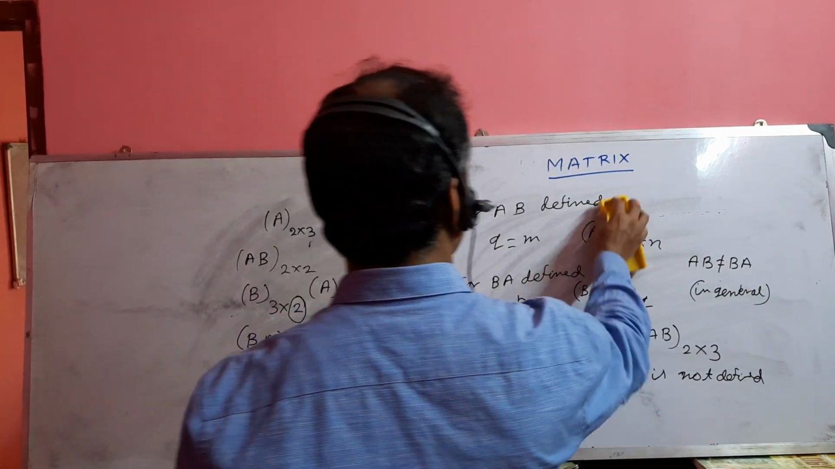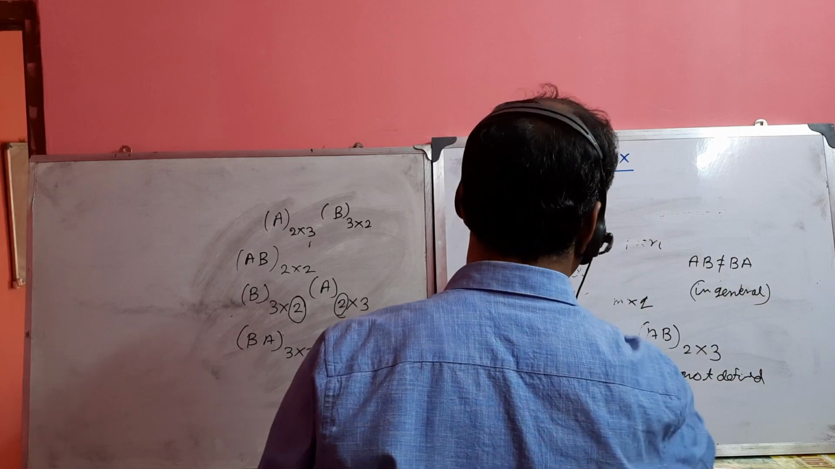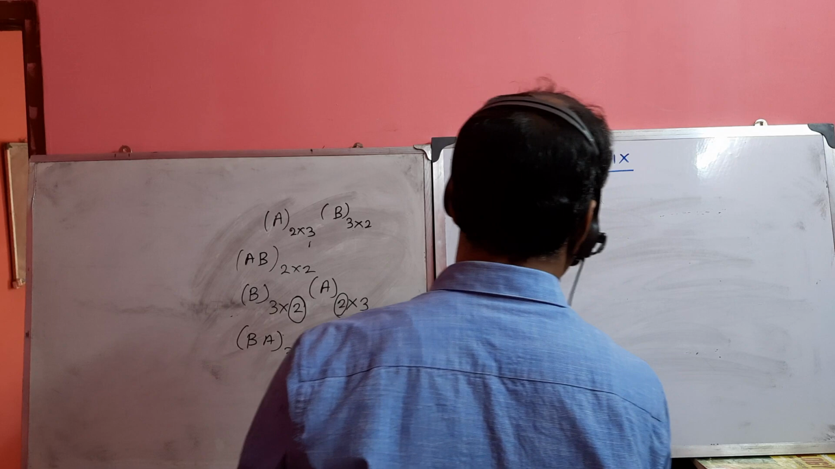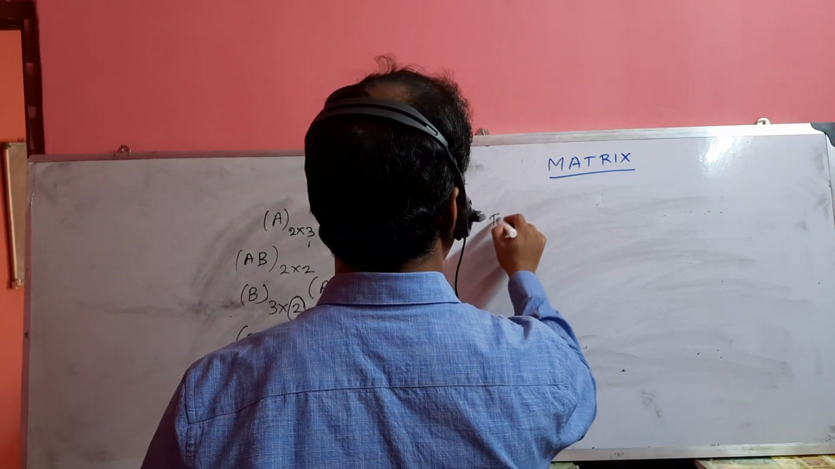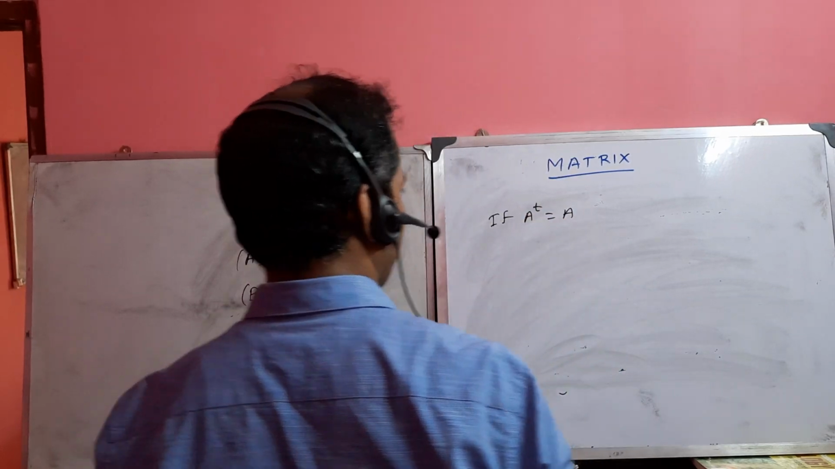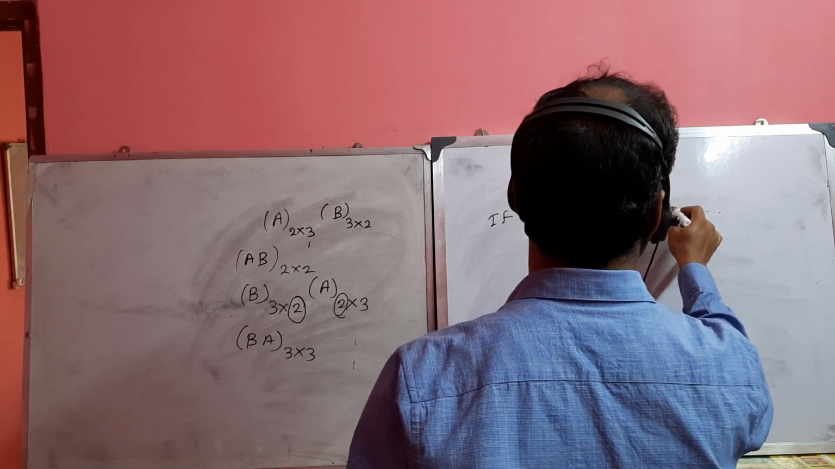And the second topic, symmetric matrix. What is a symmetric matrix? If A transpose equals A, then A is called a symmetric matrix.